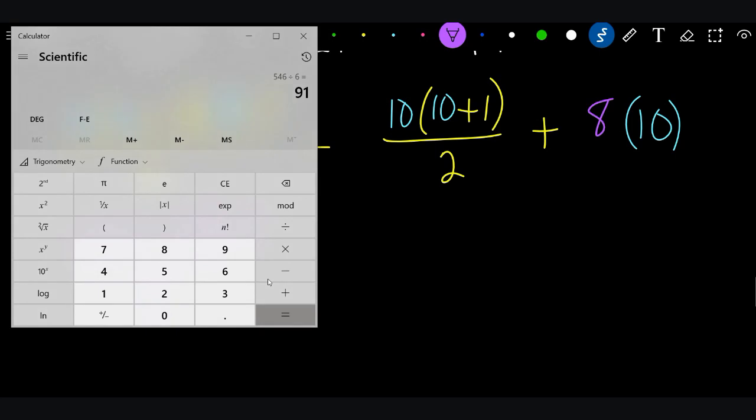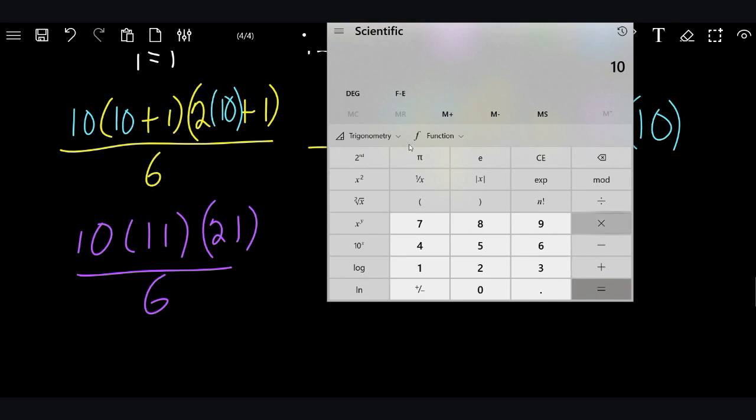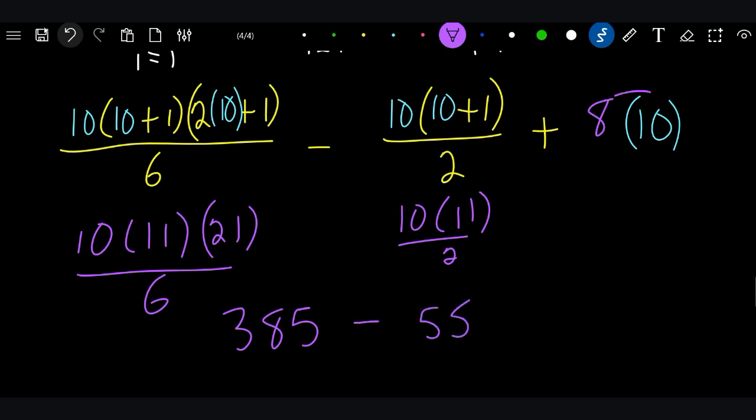So just go to your calculator on that, and we'll do 10 times 11 times 21 divided by 6 equals 385. So that's 385 minus... All right, so on this one, we have 10 times 11 divided by 2. 10 times 11 is 110, divided by 2 is 55, so minus 55. And then this one is going to be 80, so then it's plus 80.